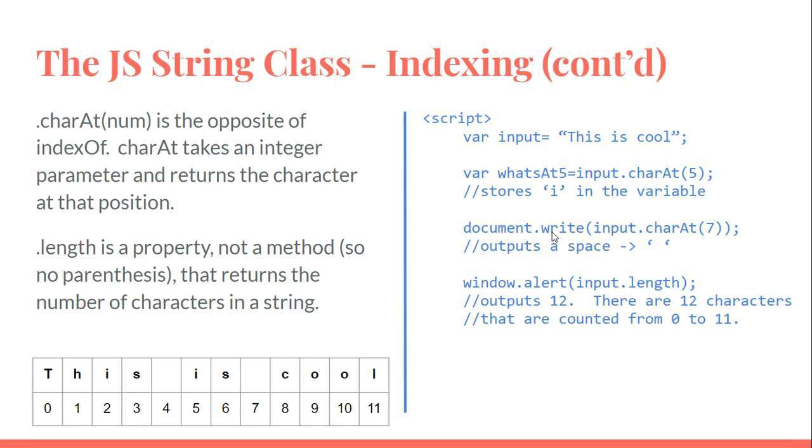If in the next one I output input.charAt(7), again, I go 0, 1, 2, 3, 4, 5, 6, 7. That's this space. So this would output a blank space.